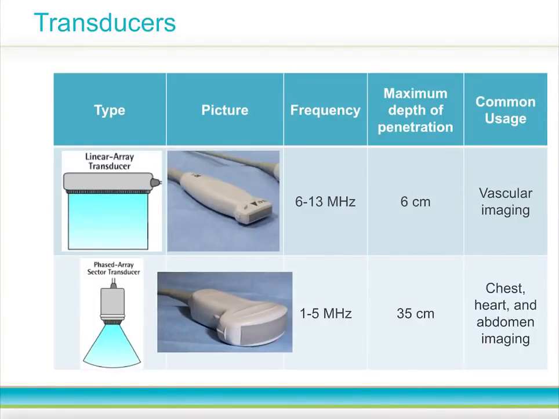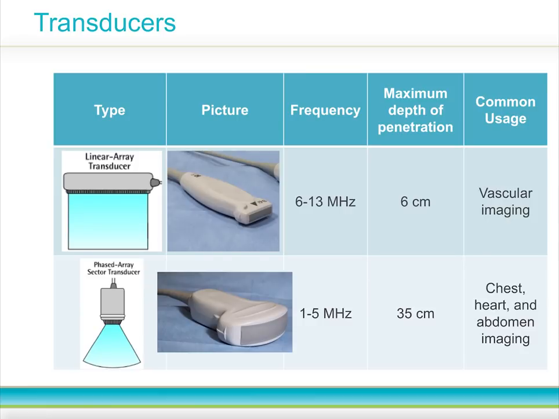Let's switch gears and talk about how basic physics knowledge will help you acquire a good ultrasound image. The first step is choosing the appropriate transducer, and the key to doing that is understanding that the frequency of waves emitted by a transducer has a direct relationship with the sharpness or detail of the images it produces, and an inverse relationship with depth of penetration.